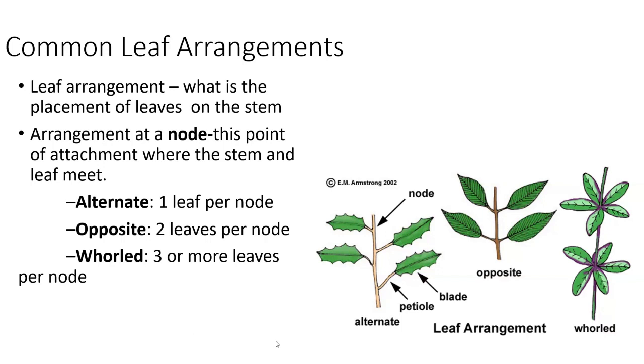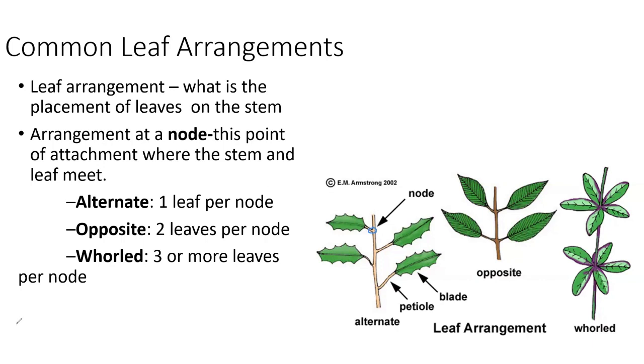Now, for example, let me get my pointer again. I kind of hate that we're not meeting in person, because I usually always bring examples. All right, so this spot right here, that's considered the node of a plant. And as you can see, it's got a little petiole, that mini stem. That point of attachment, that's called the node.